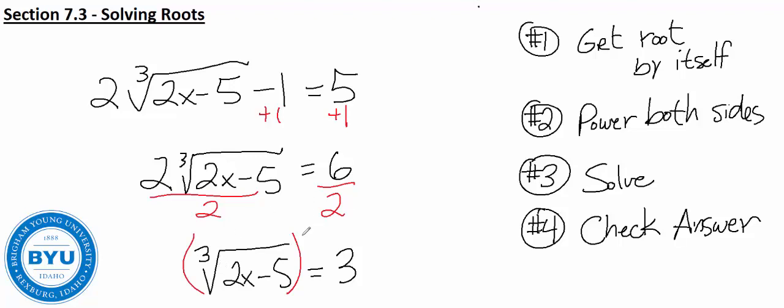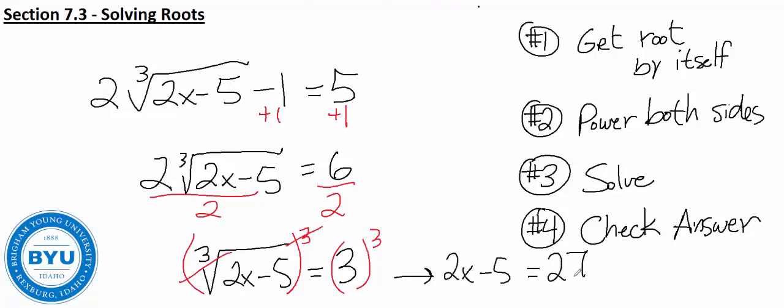You bet. A cube. We're going to raise both sides to the 3rd power. That root kills the power, leaving me with 2x minus 5 equals 3 cubed, which is 27. We'll then just add 5 to both sides to get 2x equals, what's 27 plus 5? 32. Divide by 2 in the last step. When we divide both sides by 2, we get x equals 16.